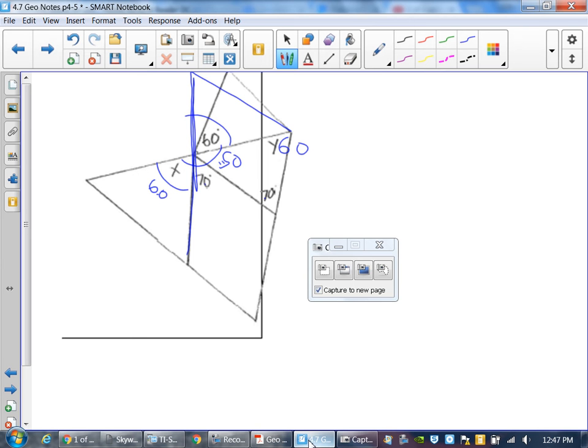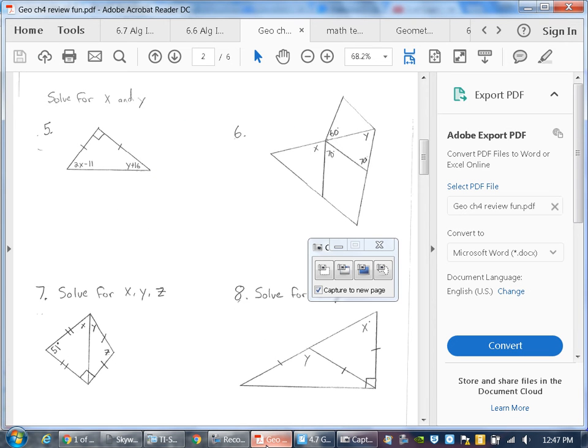Did you get 60 on the other side because it's vertical? That's the only way it works. When I drew it, I must have moved it as I was moving the ruler, and I just didn't catch it. So that's all. We did that one.